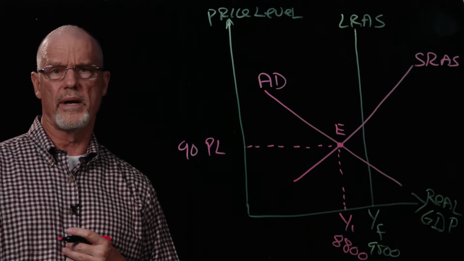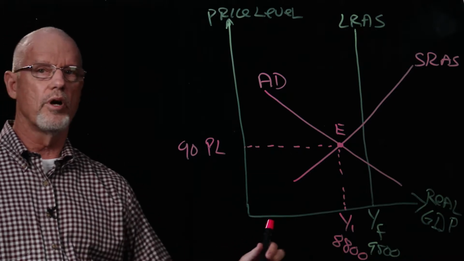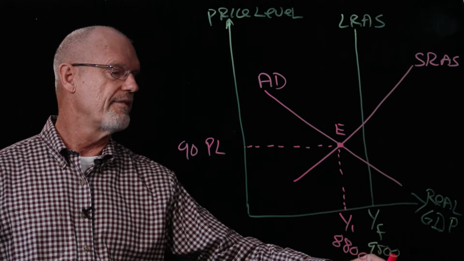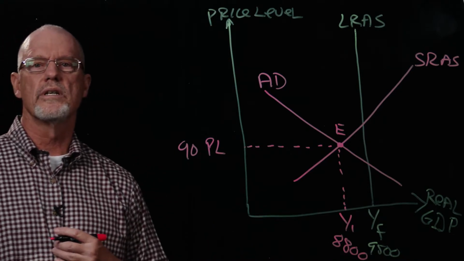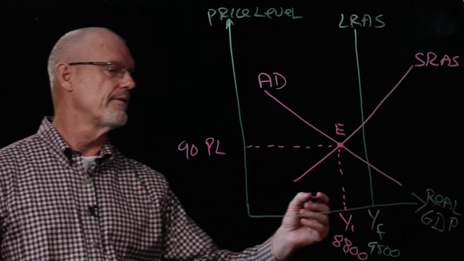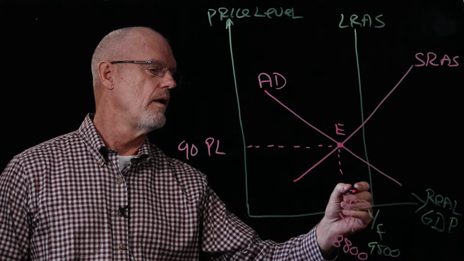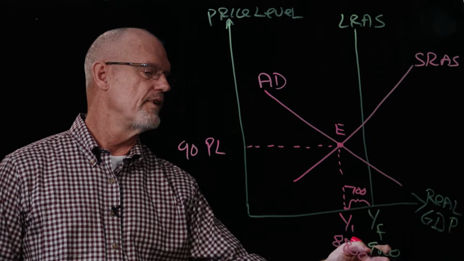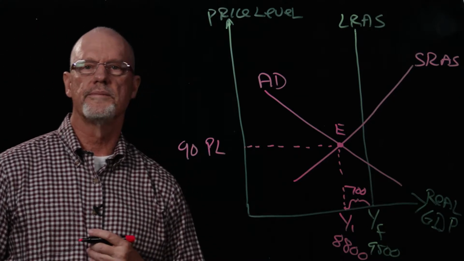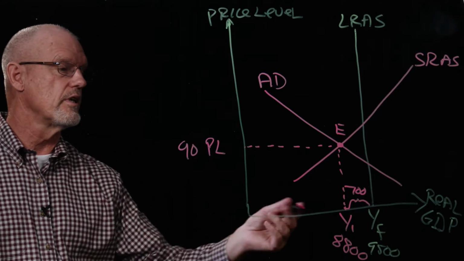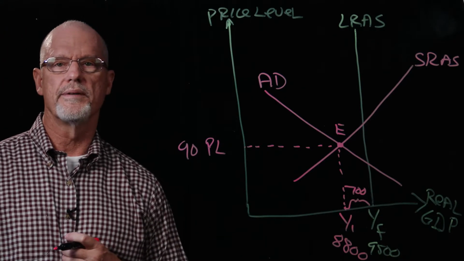Is this good news or bad news in the way I've drawn the picture today? Well, with the full employment of potential real GDP at $9,500 and the economy operating at only $8,800, then we have a gap between the two of 9,500 minus 8,800, or $700 billion. This isn't good news. This is called a recessionary gap, and the economy is not operating at full employment.